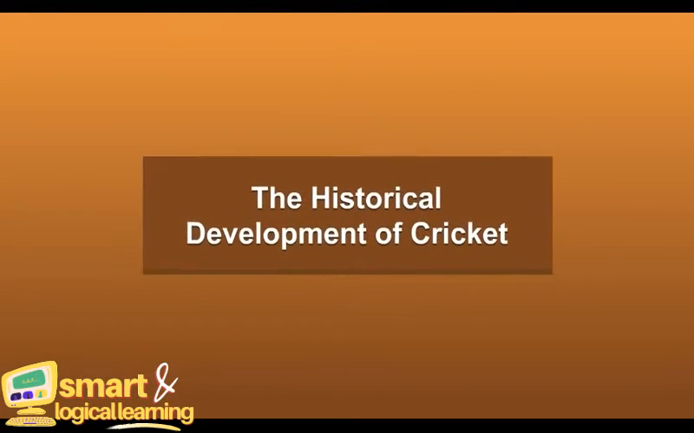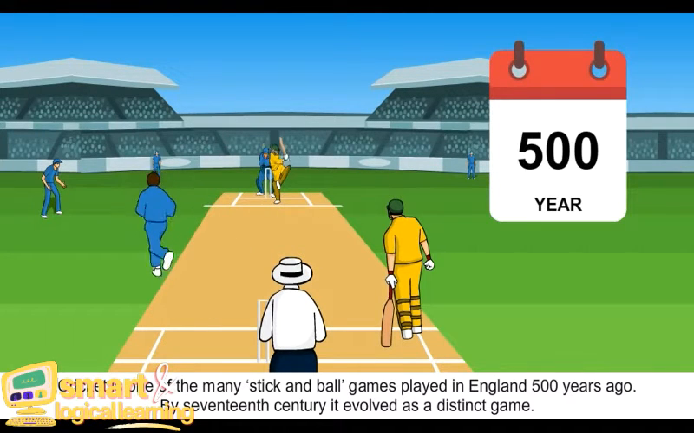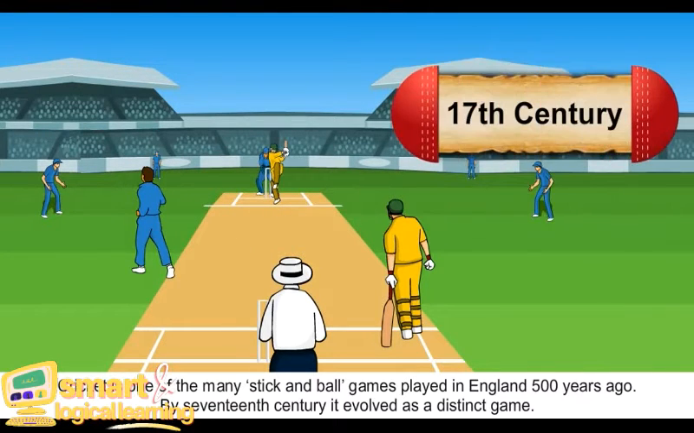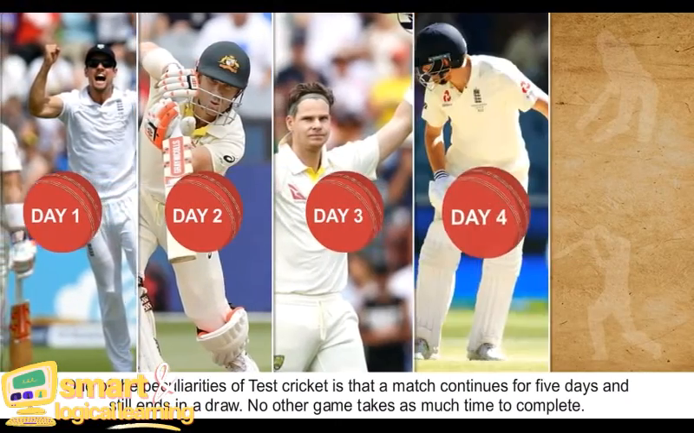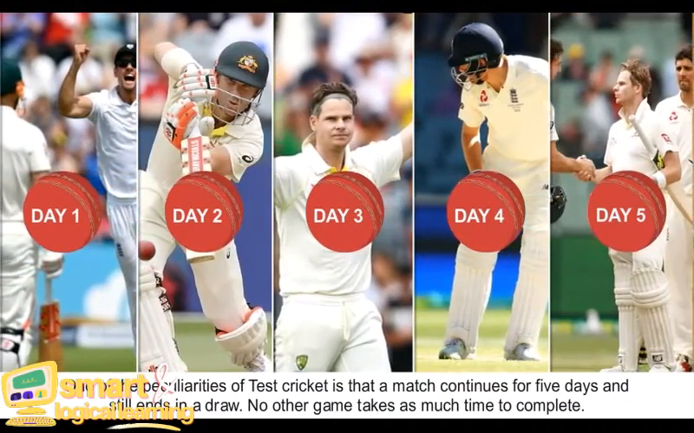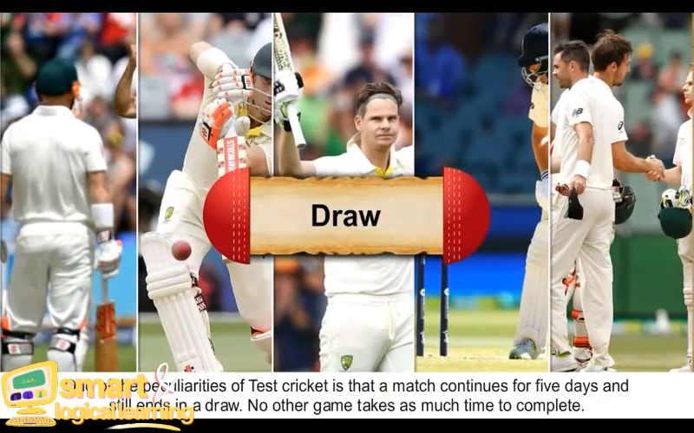The historical development of cricket. Cricket is one of the many stick-and-ball games played in England 500 years ago. By the 17th century, it evolved as a distinct game. One of the peculiarities of Test cricket is that a match continues for 5 days and still ends in a draw. No other game takes as much time to complete.